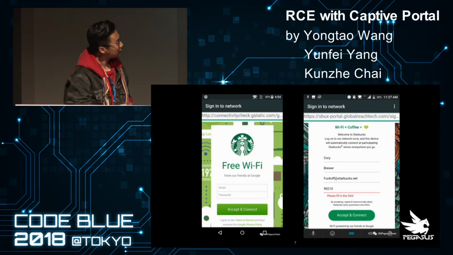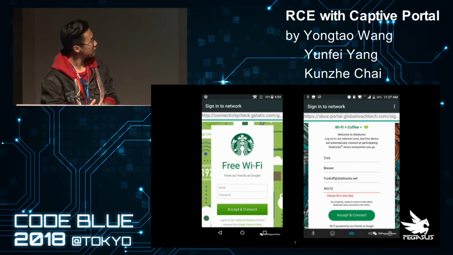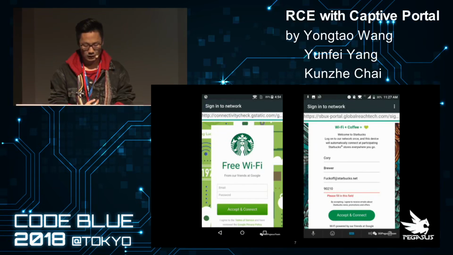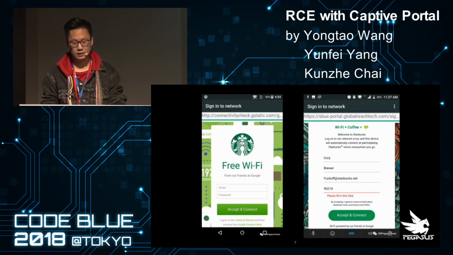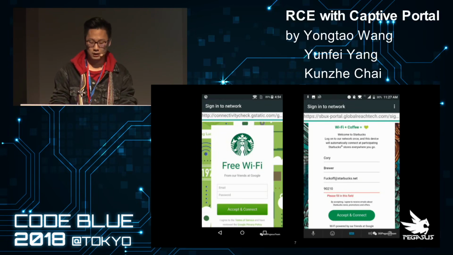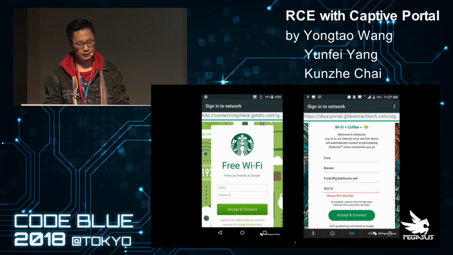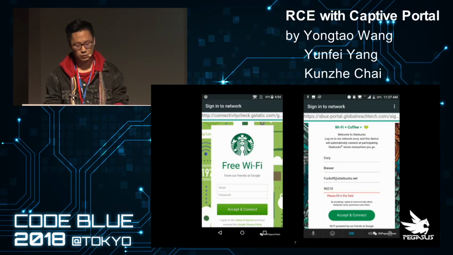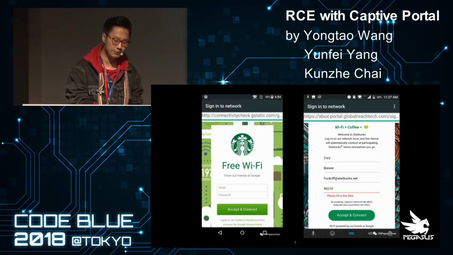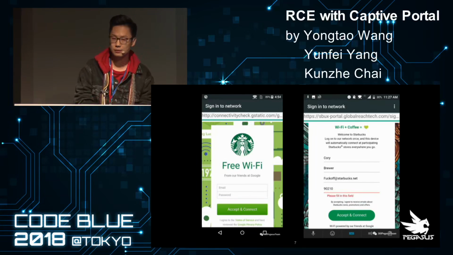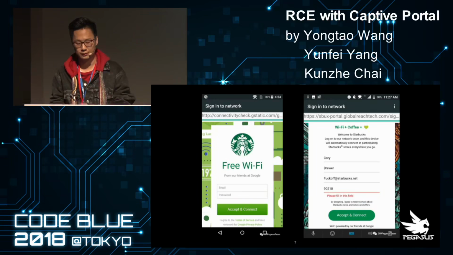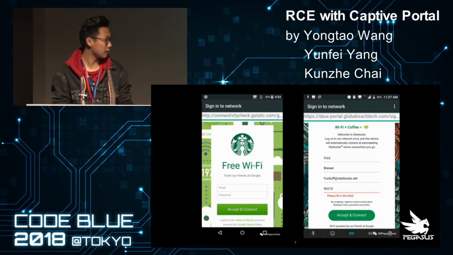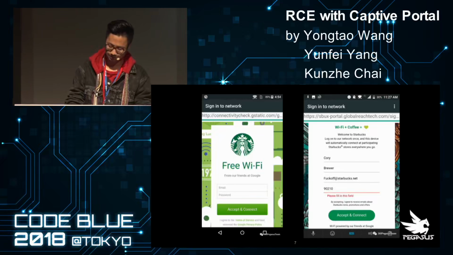As in the left photo, that's Starbucks coffee's Wi-Fi. Users need to enter their account to log in. After that, they can connect to the internet. In most public wireless networks, it usually only needs you to enter some personal information, such as your name, your email address, your phone number. Then you can get access to the internet.